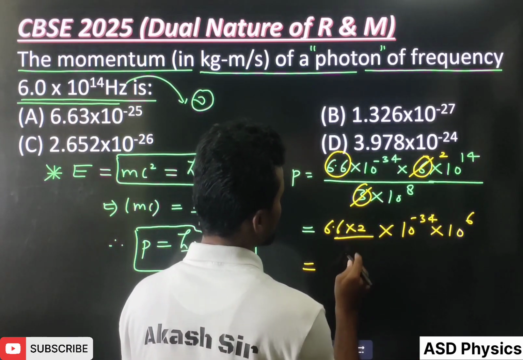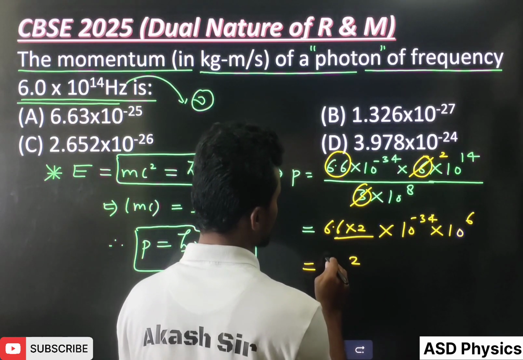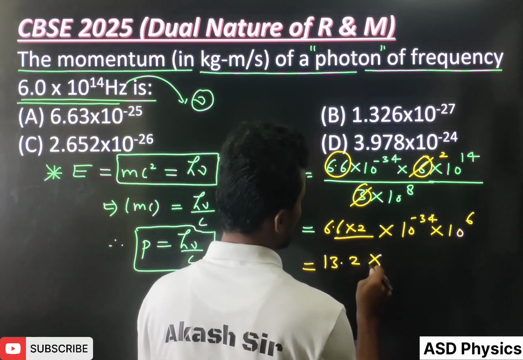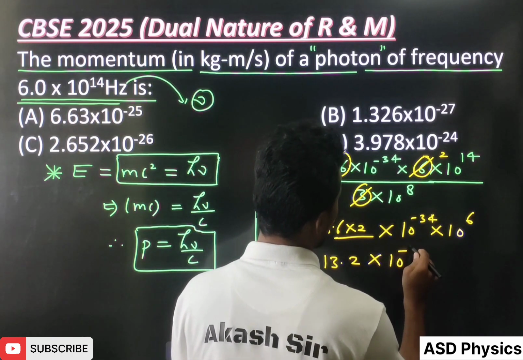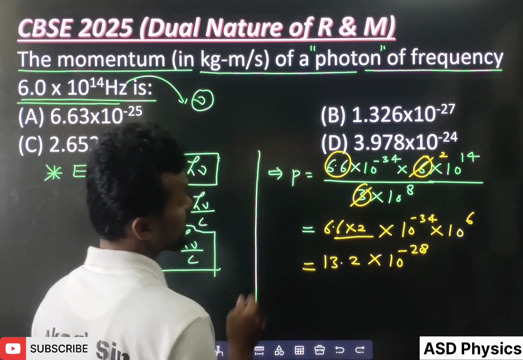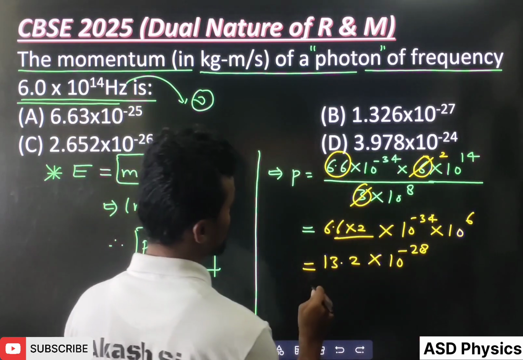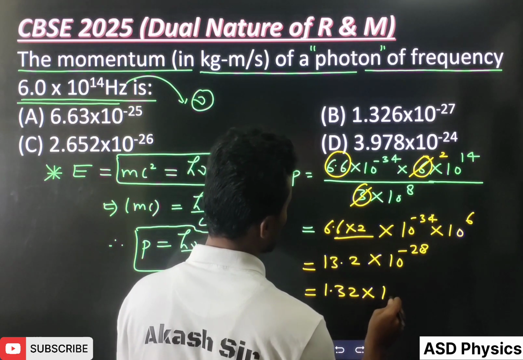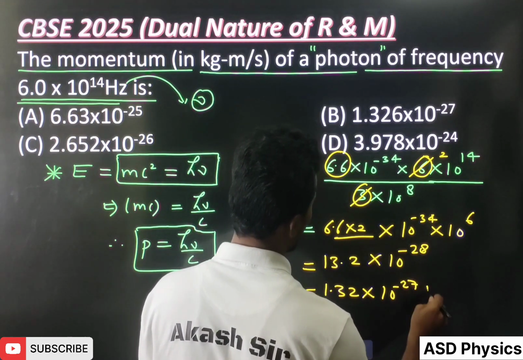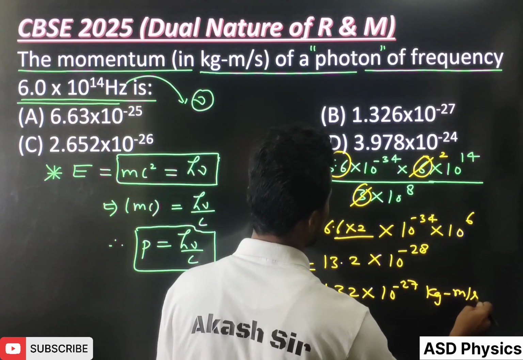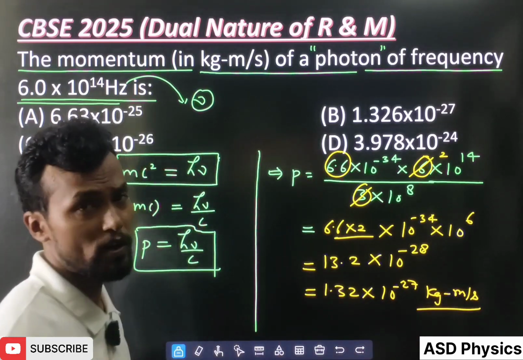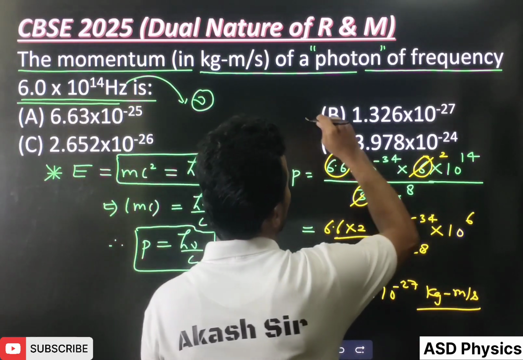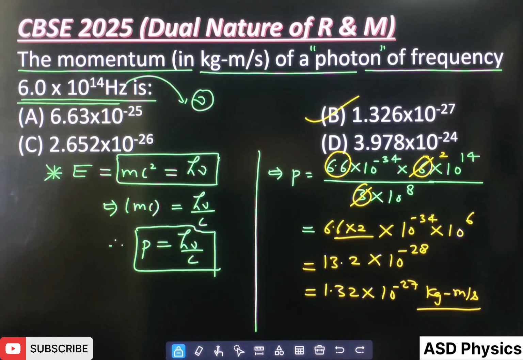And here, 2 × 6.6 is 13.2, so we get 13.2 × 10⁻²⁸. The power 10⁻²⁸ is not in the options, but this is matching somewhat. So 1.32 × 10⁻²⁷ kg m/s. Which option is nearly matching? Option B. And again, remember that a photon travels with the speed of light. You can use E = mc² = hν.